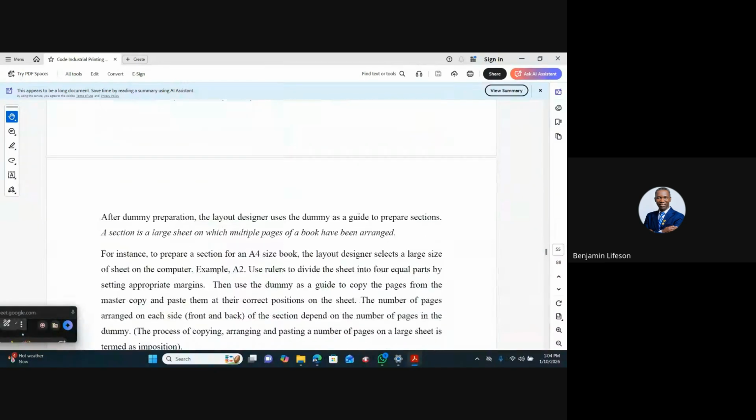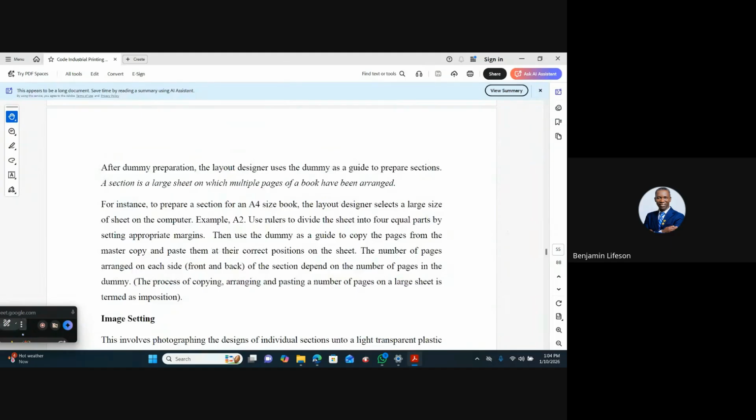After dummy preparation, the layout designer uses the dummy as a guide to prepare sections. A section is a large sheet on which multiple pages of a book have been arranged. For instance, to prepare a section for an A4 size book, the layout designer selects a large size of sheet on the computer. Example, A2.